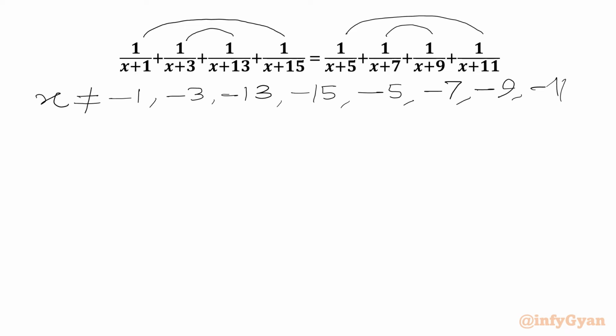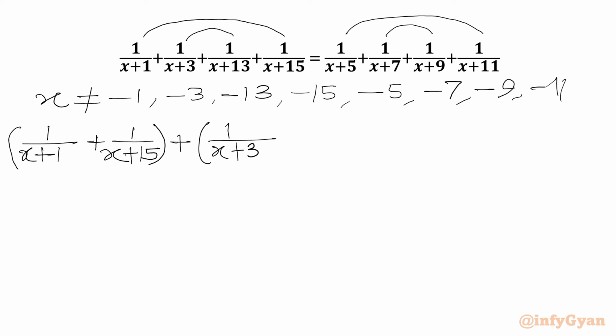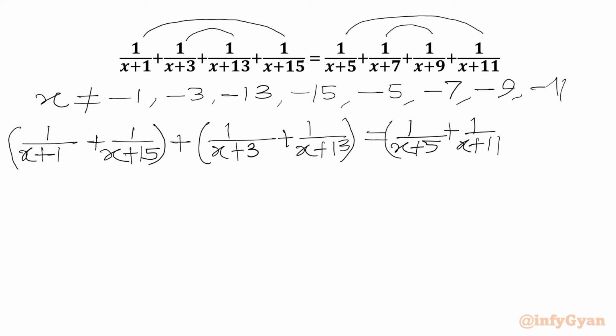We will write our equation 1 over x plus 1 plus 1 over x plus 15. 1 plus 15 is 16. Plus 1 over x plus 3 plus 1 over x plus 13. 3 plus 13 is also 16. 1 over x plus 5 plus 1 over x plus 11. 5 plus 11 is 16. In the last bracket 1 over x plus 7 plus 1 over x plus 9. 7 plus 9 is 16.